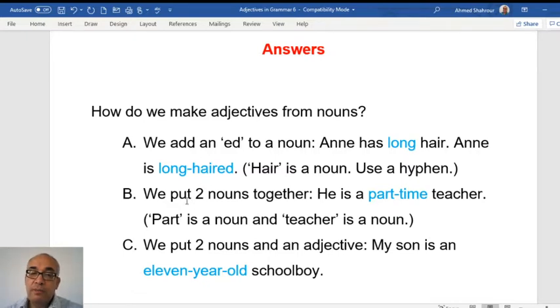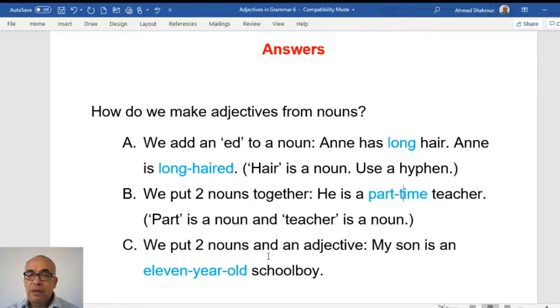The second one, number B, we can make adjectives from nouns if you put 2 nouns together. So he is a part-time teacher. So part is a noun and time is a noun. I put 2 nouns together and I put a hyphen between them. So these 2 nouns together make one compound adjective which describes teacher, and teacher is a noun.